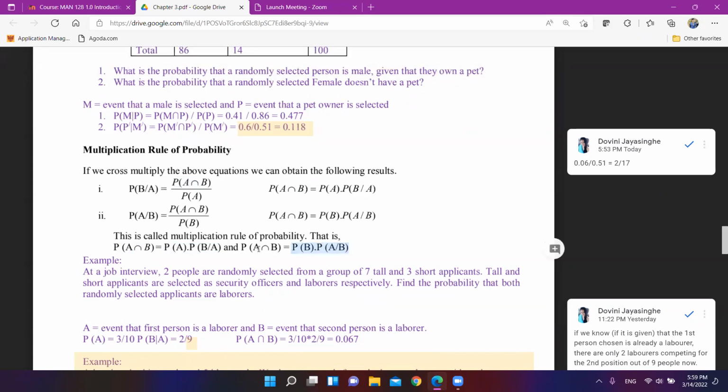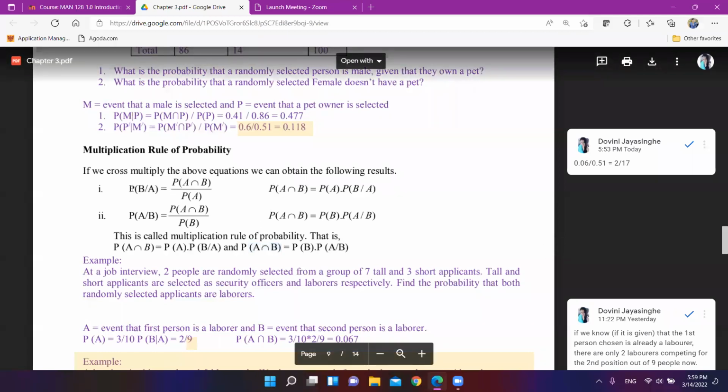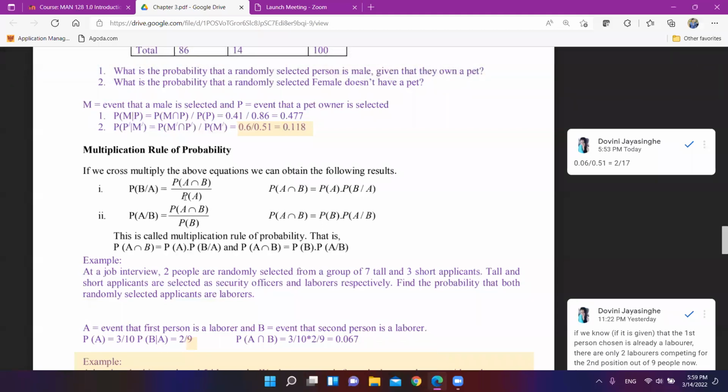Whether we say A intersection B or B intersection A, it is the same. What does this mean? Intersection means the common elements to both the events. So B intersect A or A intersect B is the same thing, right? So probability B given A can be written like this. Probability A given B also can be written like this. Only the difference is the denominator. Numerator is the same, right?